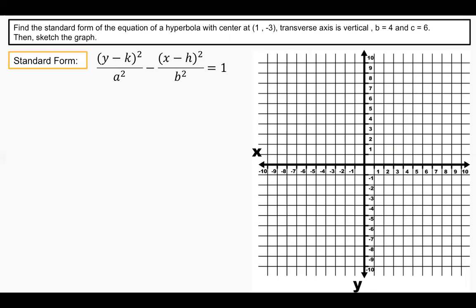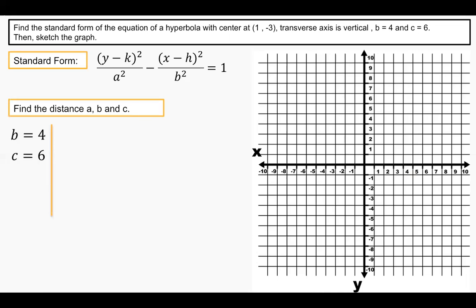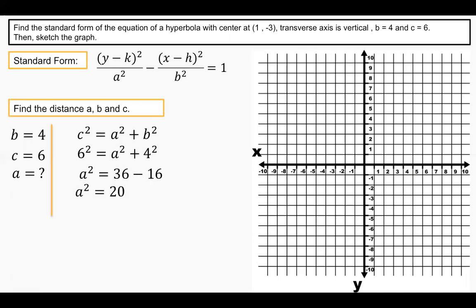Since in the given problem a is unknown, we need to solve for the value of a, given b equals 4 and c is equal to 6, and we will solve a using this relationship: c squared is equal to a squared plus b squared. So substitute the values of b and c and simplify the equation. We have here a squared is equal to 20. Take the square root of both sides of the equation. The square root of 20 is 2 square root of 5, and that's approximately 4.5. So we now have the values of a and b.